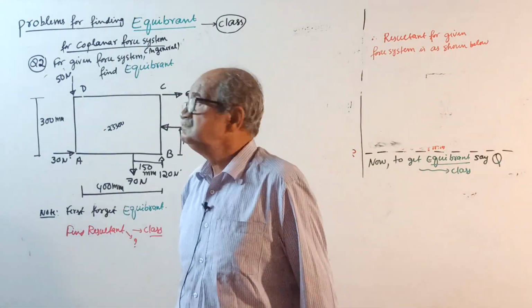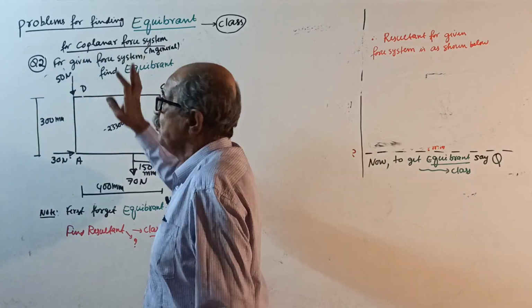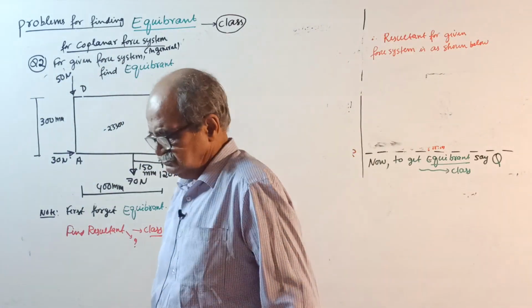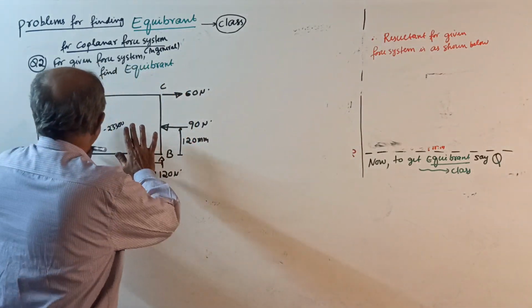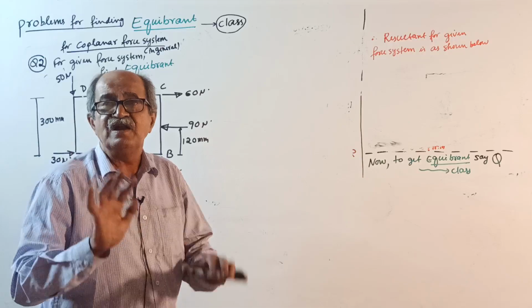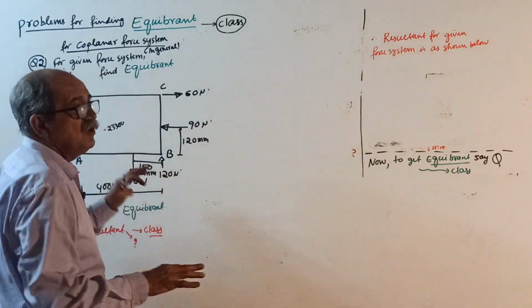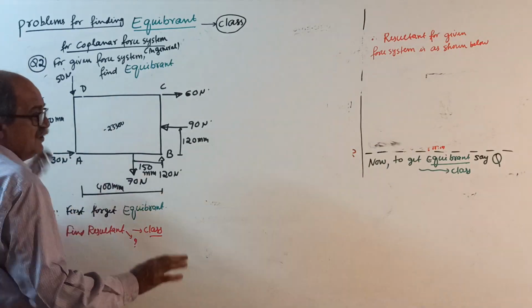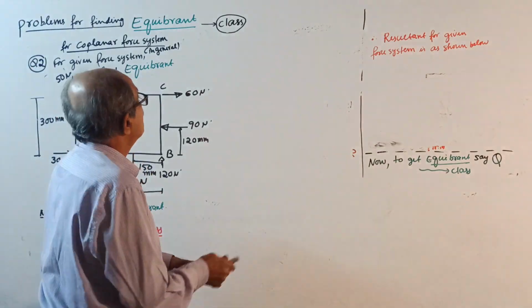Start next question. Question 2: for a coplanar force system in general, for the given force system, find the equibrant. Question given. Okay, don't see this number. This is my personal number. You will know it later. Someone will ask, sir, what is that one? Not for you. Now, first, same statement. First, you find the resultant.